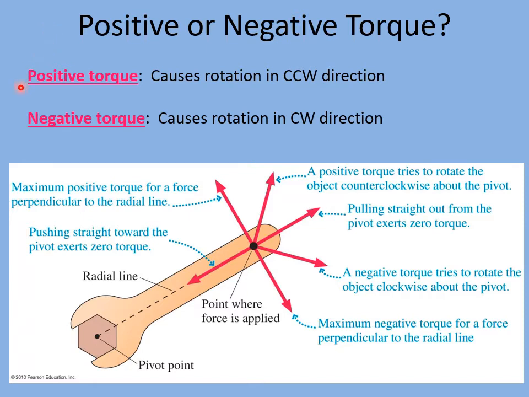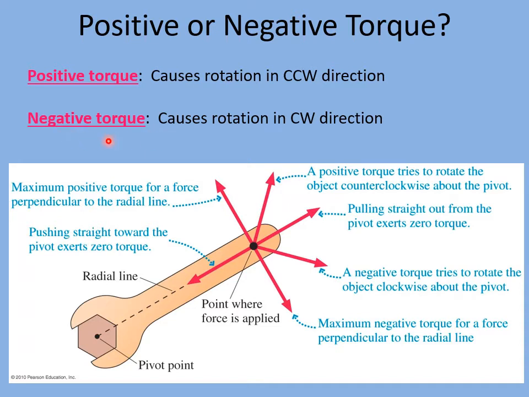Okay, so torque can be positive or negative. The way we define this is that a positive torque causes rotation in the positive direction. And remember, the positive direction of rotation is the counterclockwise direction. In other words, this direction is positive. The reason for that, again, is that when we rotate something counterclockwise, theta, the angle, is increasing. So theta is becoming larger, which is in the positive direction.